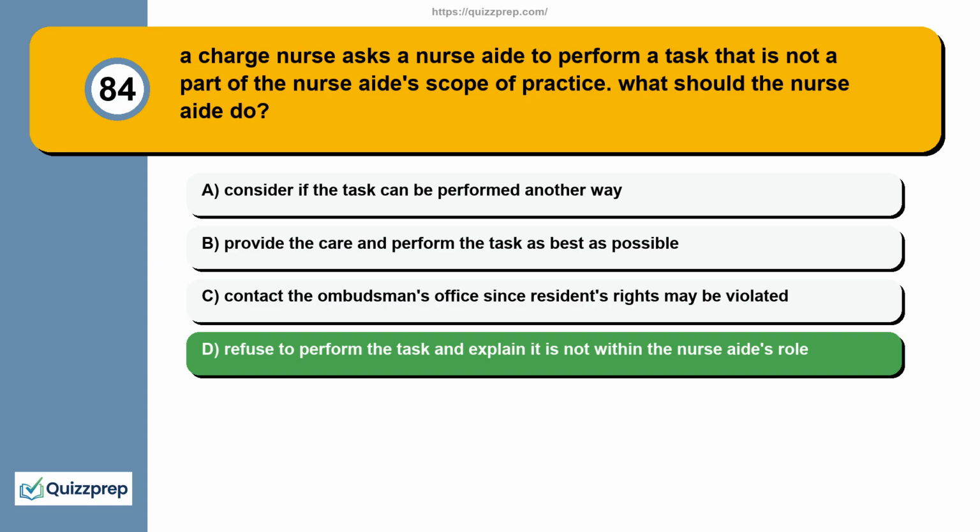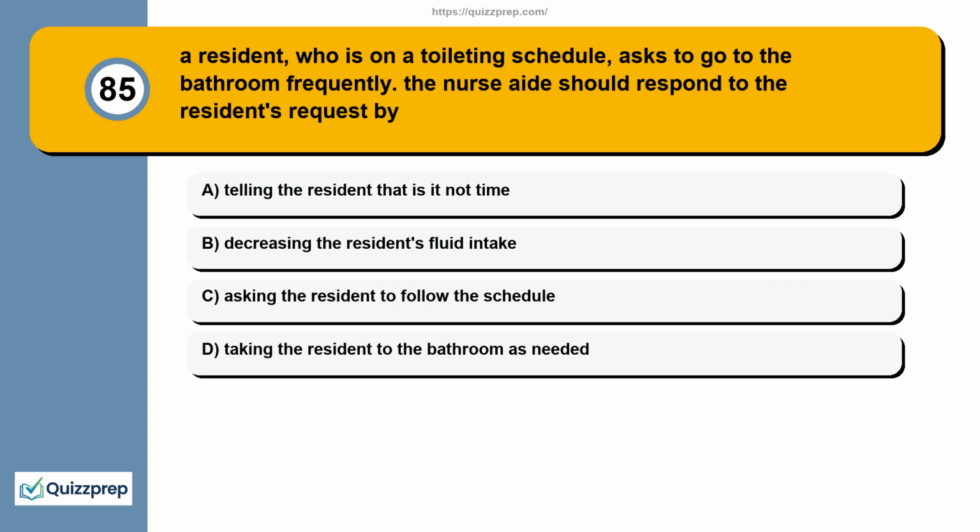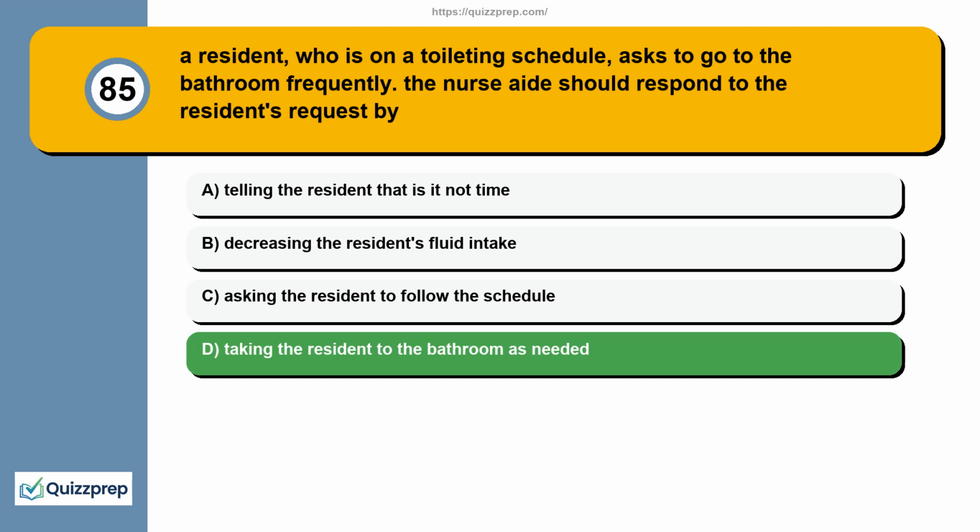Question 85. A resident, who is on a toileting schedule, asks to go to the bathroom frequently. The nurse aide should respond to the resident's request by: Option A, telling the resident that it is not time. Option B, decreasing the resident's fluid intake. Option C, asking the resident to follow the schedule. Option D, taking the resident to the bathroom as needed. The correct answer is option D, taking the resident to the bathroom as needed.